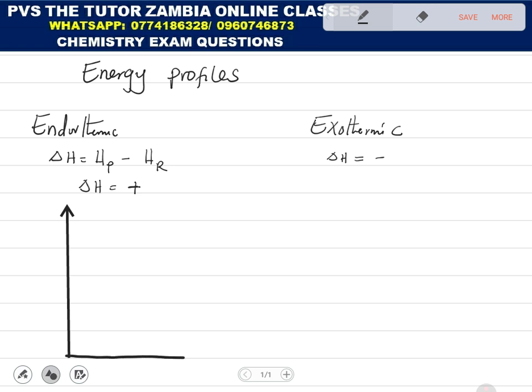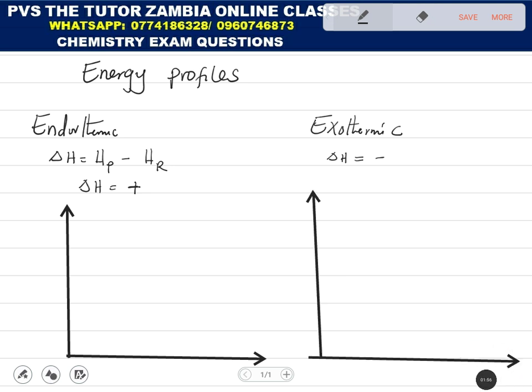Let me also draw here so that you see the difference in the way they go between the exo and the endothermic. So how do they go for the endo? Remember that for the endothermic, for you to get a positive value, it means the products must be at a higher energy level than the reactants. It means the reactants will be at the lower energy level as compared to the products.